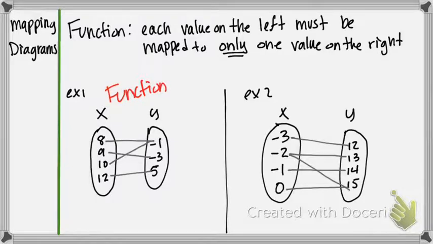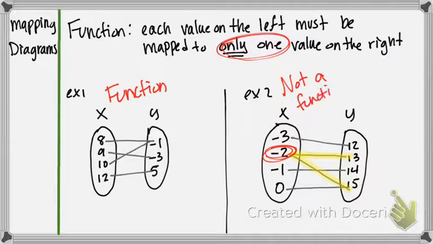Let's look at this next example. -3 is being mapped to 12, right? But -2 is being mapped to -13 and positive 13 and 15. Because it's being mapped 2 times, and you only have to be mapped 1 time to the right, because of this -2, this is not a function. -2 is being mapped 2 times to 13 and 15.